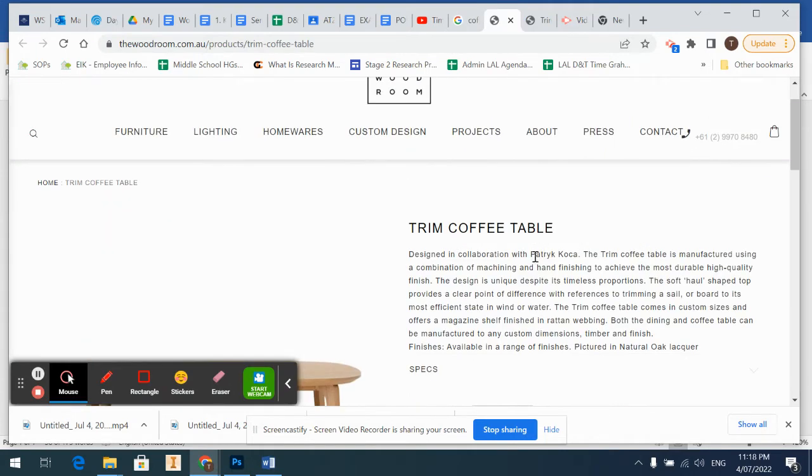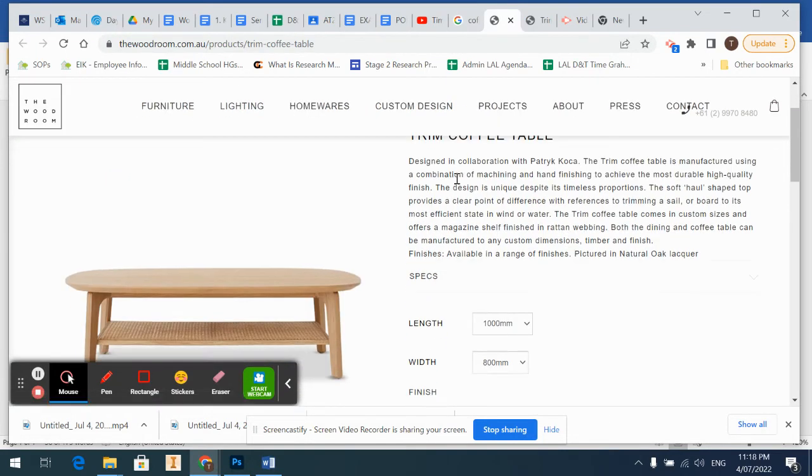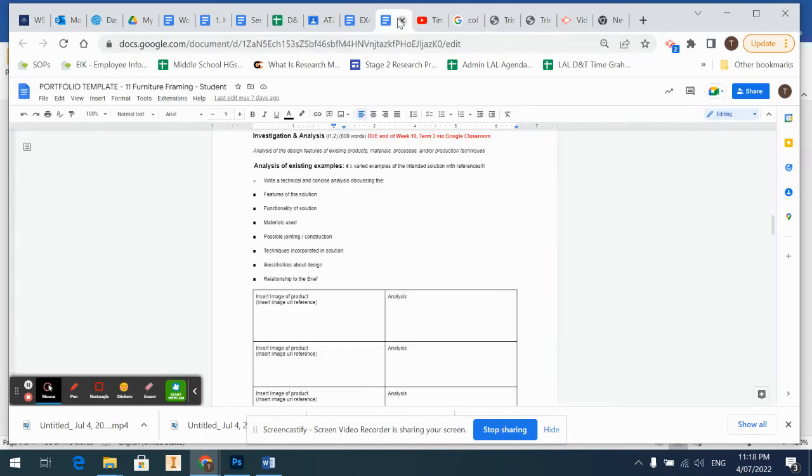So on here it may say what it's made of, using a combination of natural oak, lacquer. All right, so when I'm going in there, I'm writing the materials used. You may not know what it is, but if you do know, write it down. If you don't know, just say, okay, this is materials unknown, could be this. So you might have to do a little bit of research.